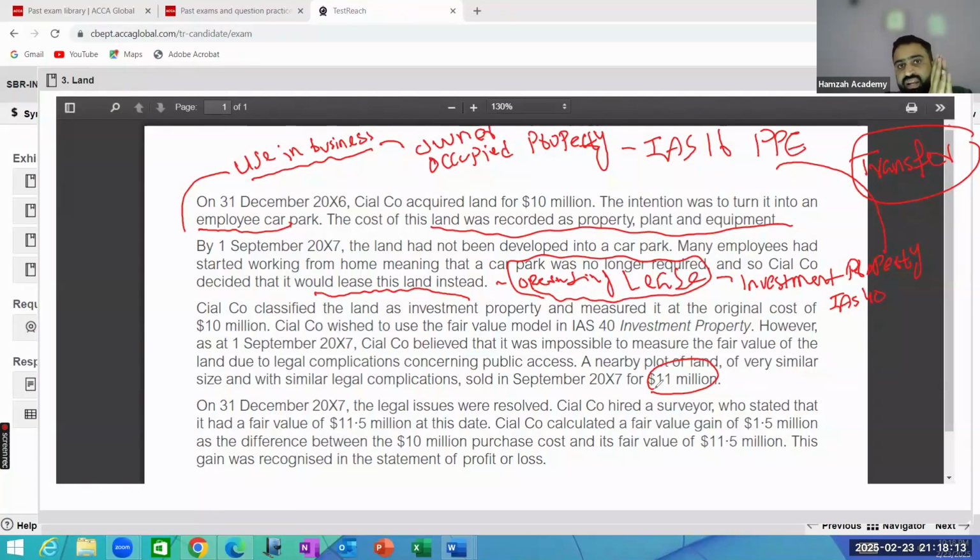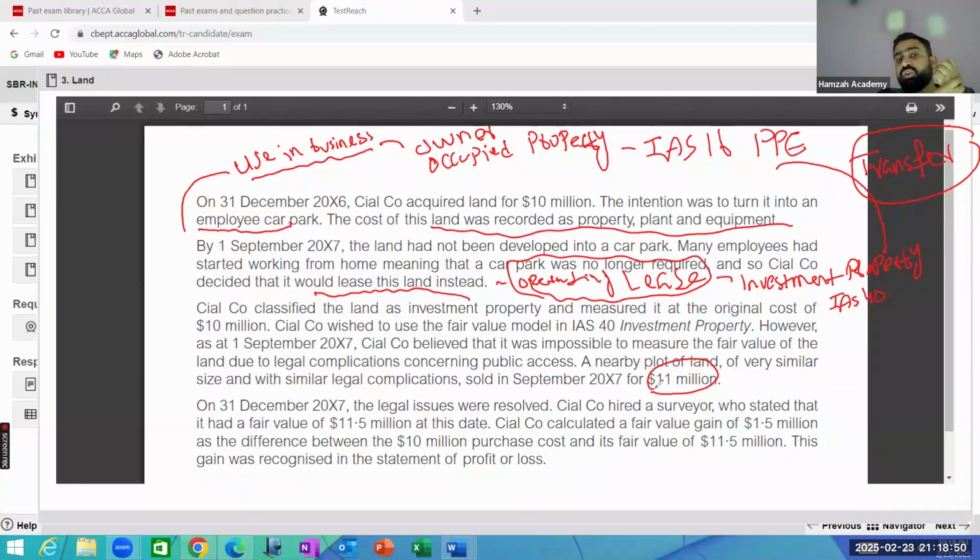But on 1st September X7, there is a change in use, because they decided that they will give the land on a lease. And as I told you, land is always an operating lease. So it will become an investment property and IAS 40 will become applicable. Now in IAS 40, there is a choice of accounting policy: whether you are going to use a cost model or a fair value model. And if you are using the fair value model, keep in mind, all the investment property should be measured at fair value.